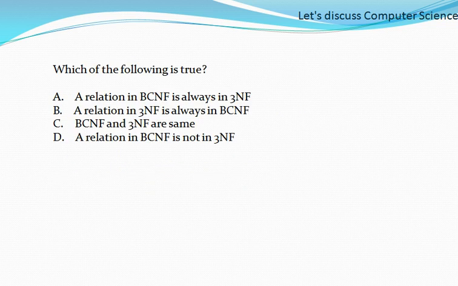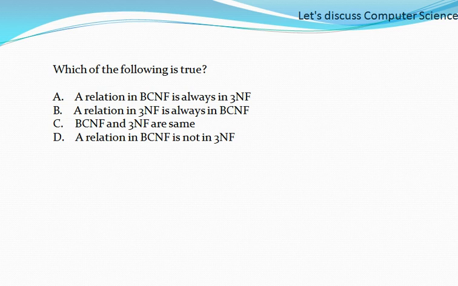Which of the following is true? A relation in third normal form is always in BCNF. BCNF and third normal form are the same. A relation in third normal form that is not in BCNF is not in third normal form. First of all, we should know the difference between third normal form and BCNF. For sure, BCNF and third normal form are not the same.